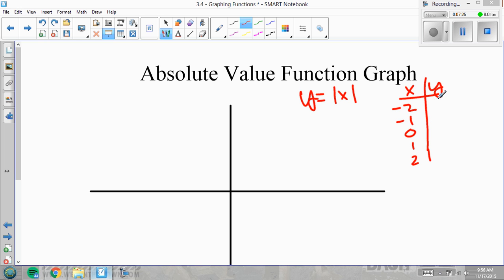So if we plug in x, the absolute value of negative 2 is 2. The absolute value of negative 1 is 1. Absolute value of 0 is 0. Absolute value of 1 is 1. And absolute value of 2 is 2. So I can plot these points.